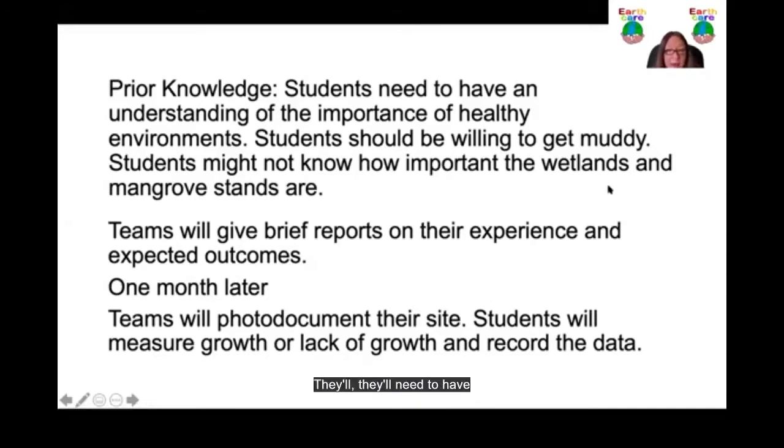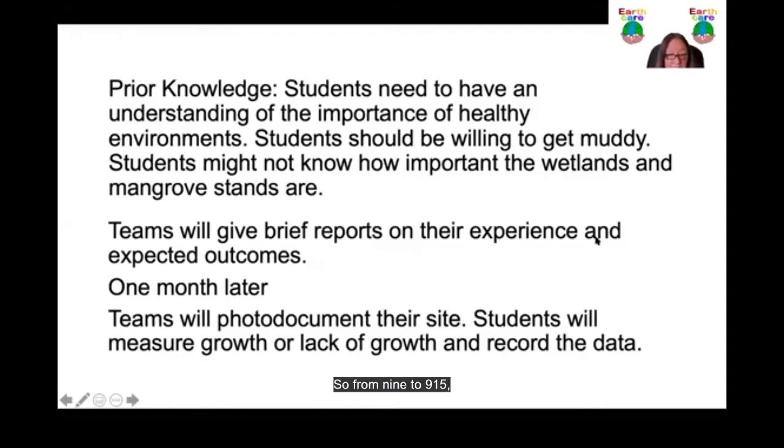They'll need to have an understanding of the importance of healthy environments. They also should be willing to get muddy. Students might not know how important the wetlands and the mangrove stands are. So the point of the lesson is to instill upon them the importance of the mangroves to climate change and drawdown. So our lesson procedure: 9:00 in the morning, we meet on Saturdays.